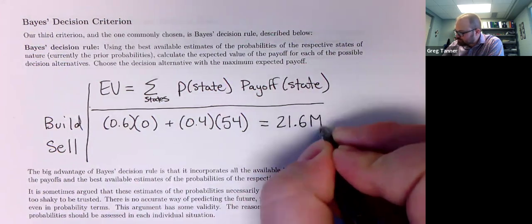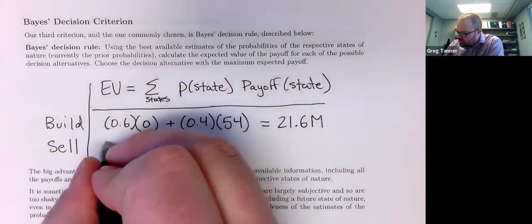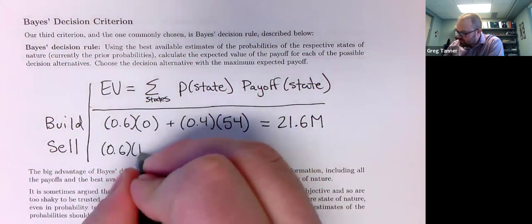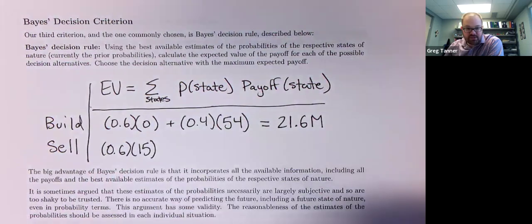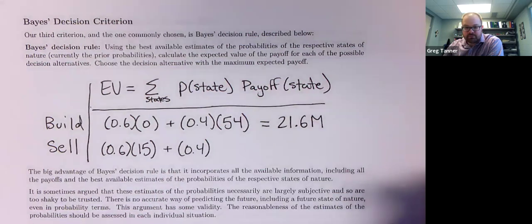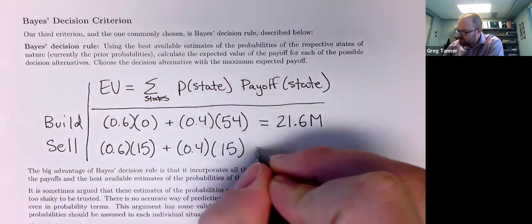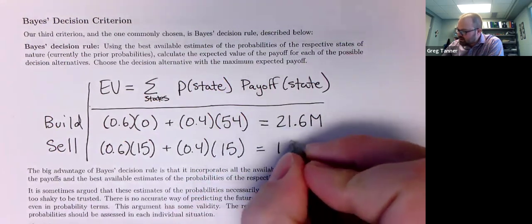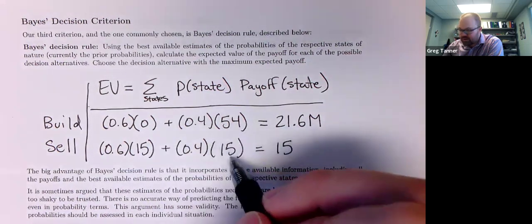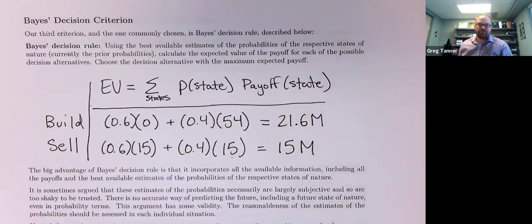Okay. If we repeat it for sell, we take the probability of selling 10,000 times the payoff when we sell 10,000, which is 15 million, plus the probability of selling 100,000 times the payoff for 100,000, which is also 15 million. And not surprisingly, our expected value if we sell, since the payoff in both states of nature is 15 million, is also 15 million.